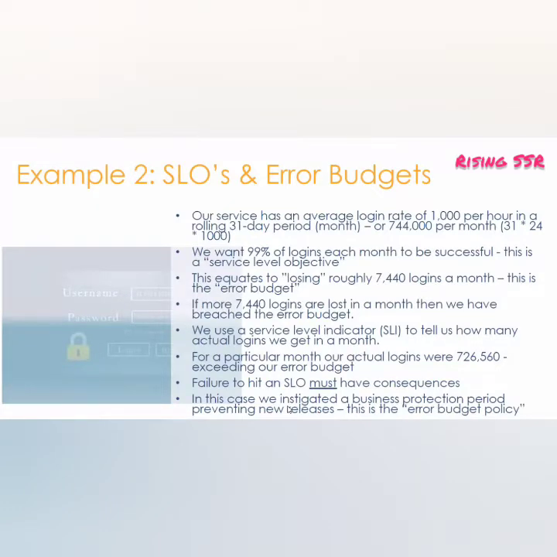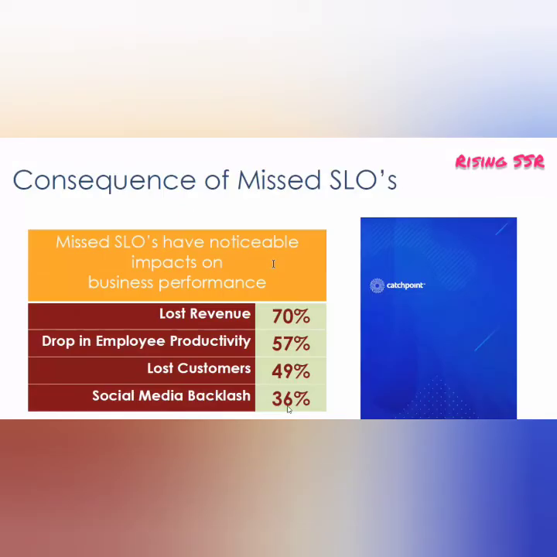And then what is the error budget policy? A simple example of an error budget policy is that, let us say that instead of 7,440, you are having 8,000. Obviously nothing is new, I think all of us know about that. In case the business misses the SLO, then obviously there will be a revenue loss, a drop in employee productivity, and the business will be losing customers.